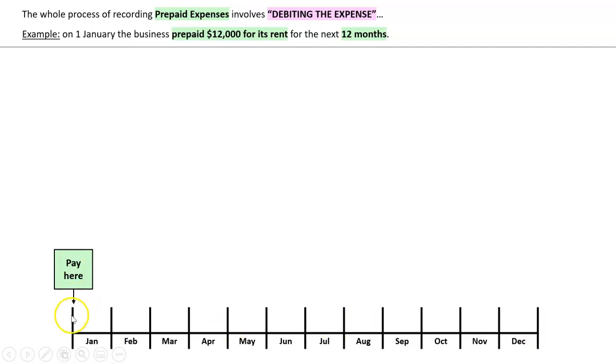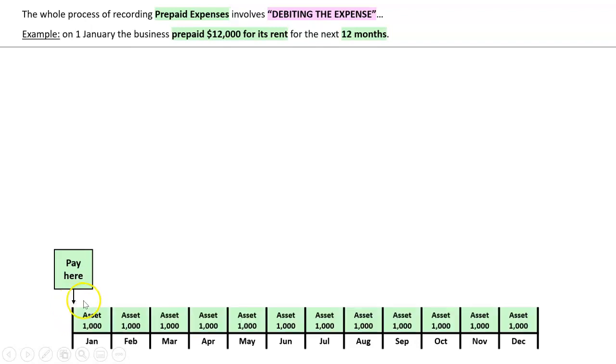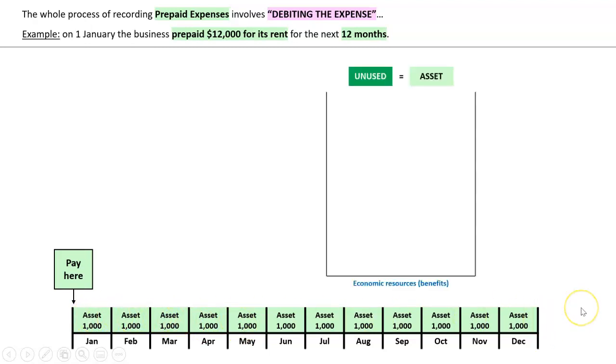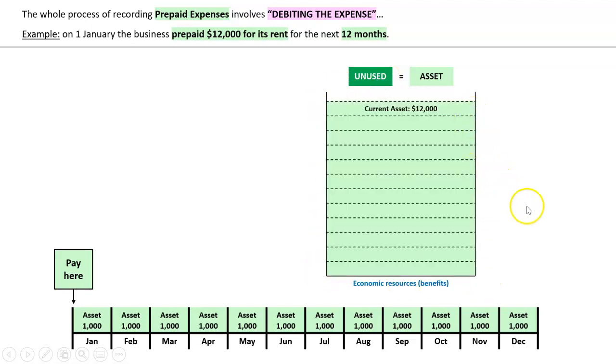So we've got a timeline here. On the 1st of Jan, we're paying $12,000, and that will actually give us an asset there. And if it's $12,000 for 12 months, it'll be a $1,000 asset for each month. And we're going to call that an asset because it is a big pool of unused economic benefits, and we put them all in a big tank or a big pot here. So even though the word prepaid expense has the word expense in it, it is actually an asset, and it's a big pool of unused economic benefits just sitting there.